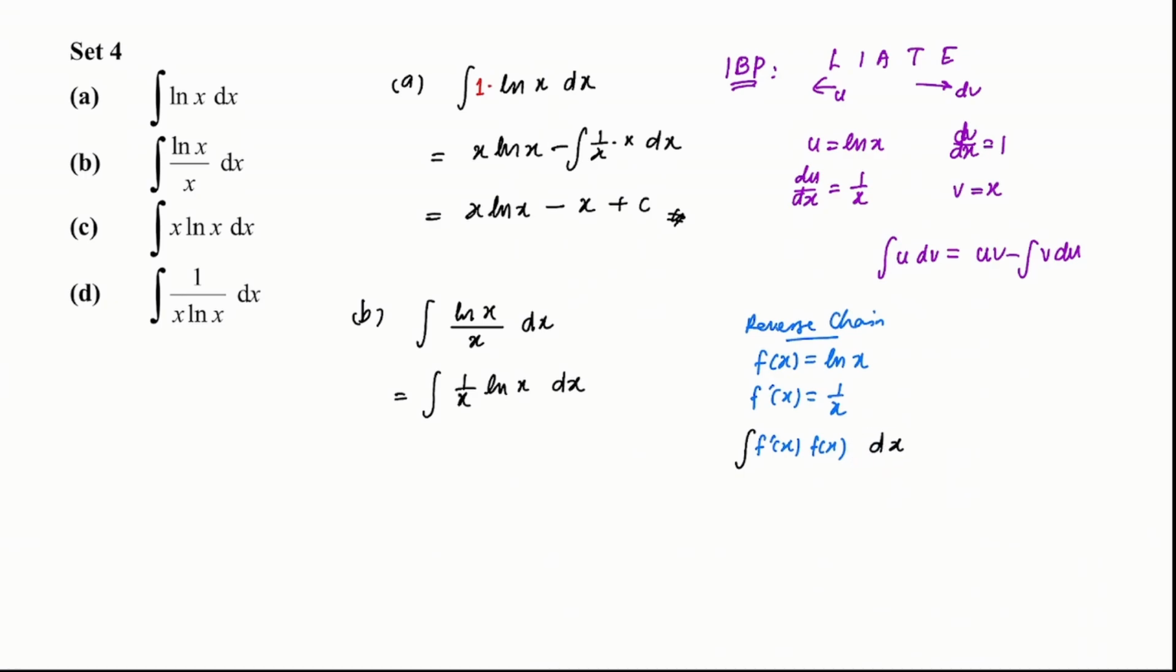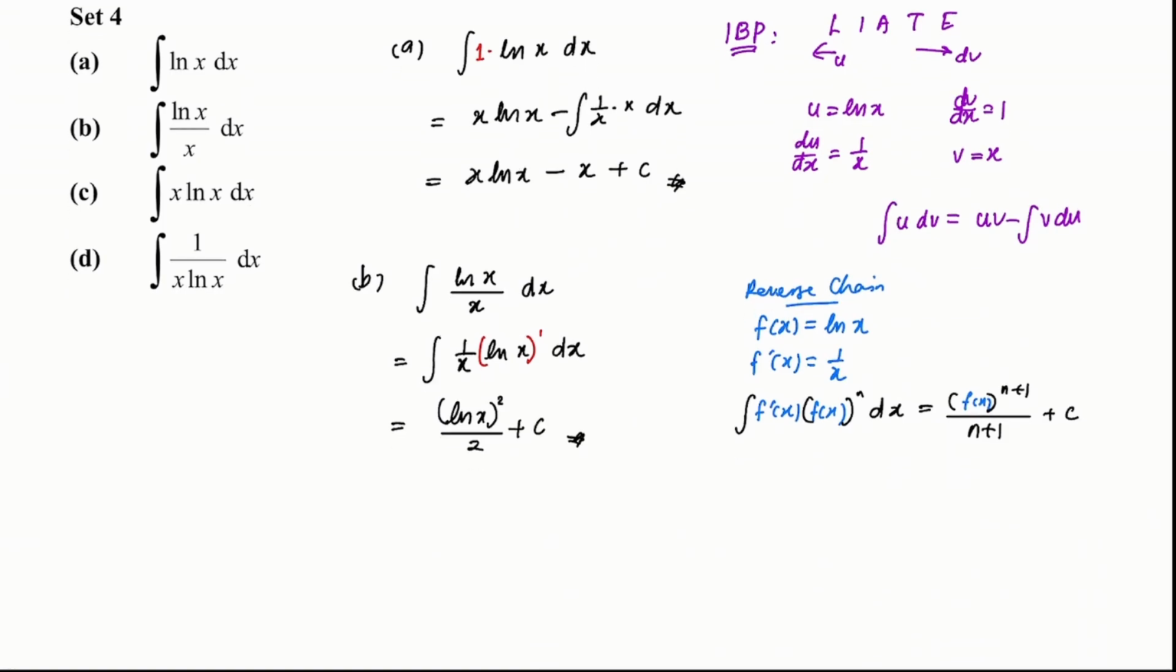Over here, if you notice, it's actually pretty invisible. It actually takes up this form: power n, then divided by power n plus 1. So you raise the power, and you divide by the new power. Over here there is an invisible power 1. So when you do the reverse chain rule, it's actually ln x whole thing squared over 2 plus c. So this one over here, take note and be careful.